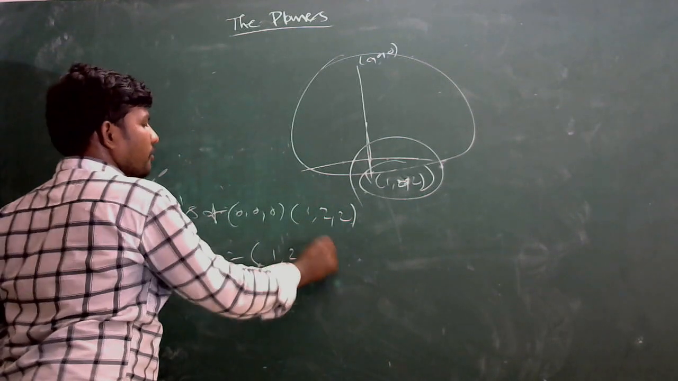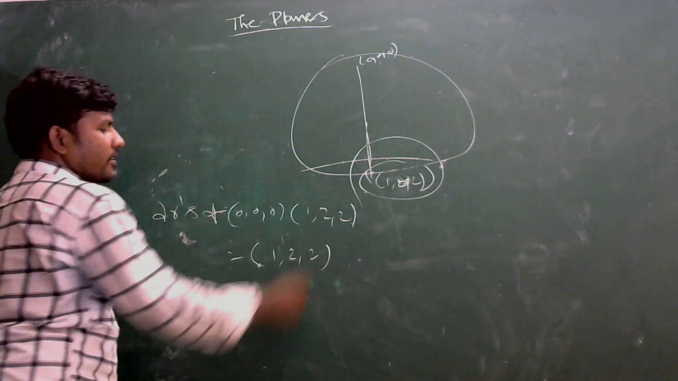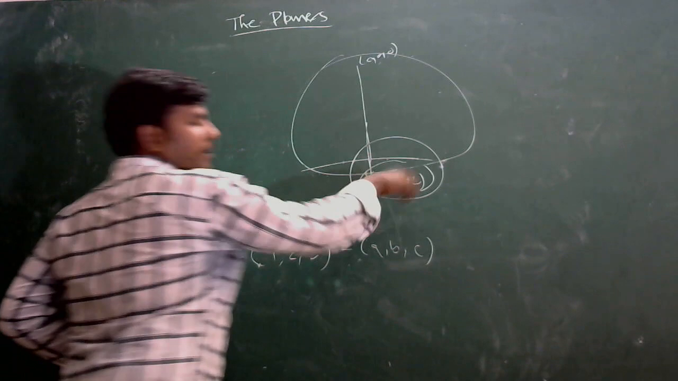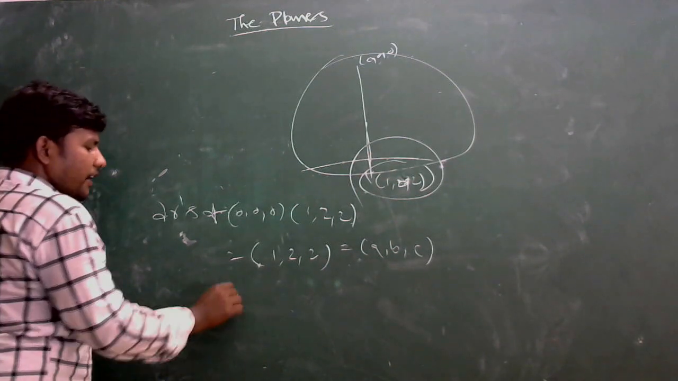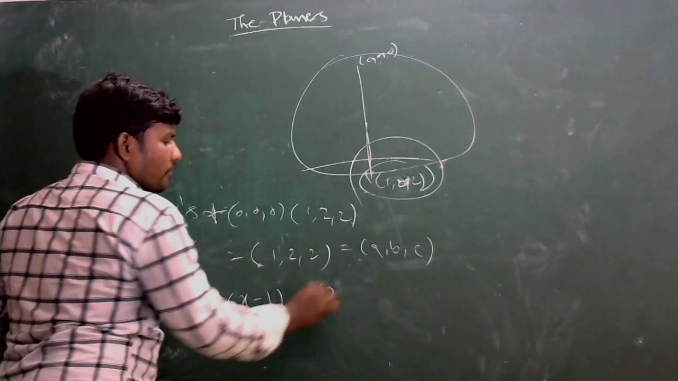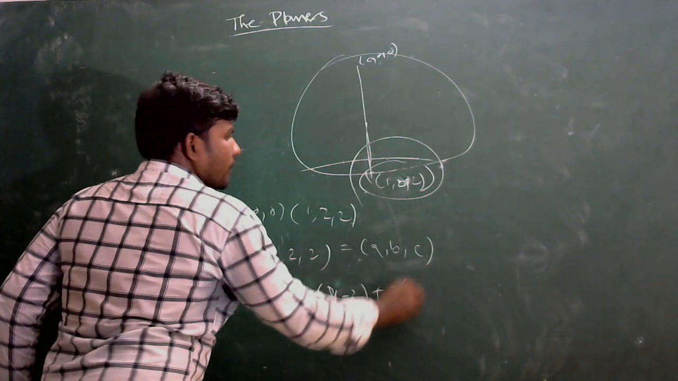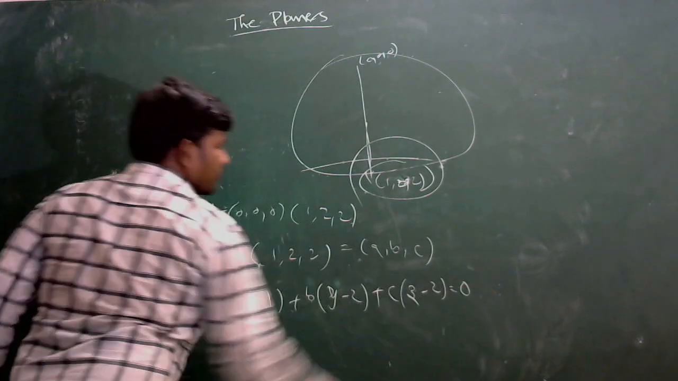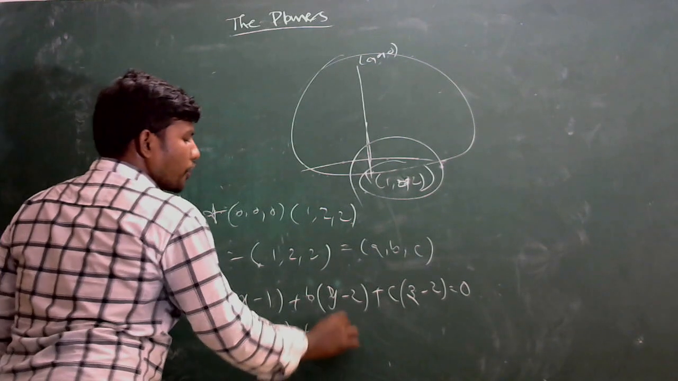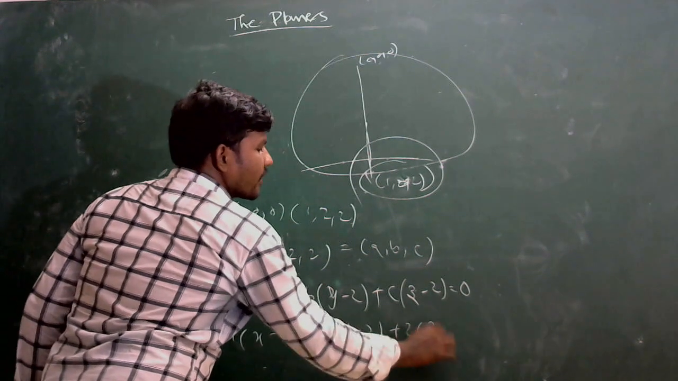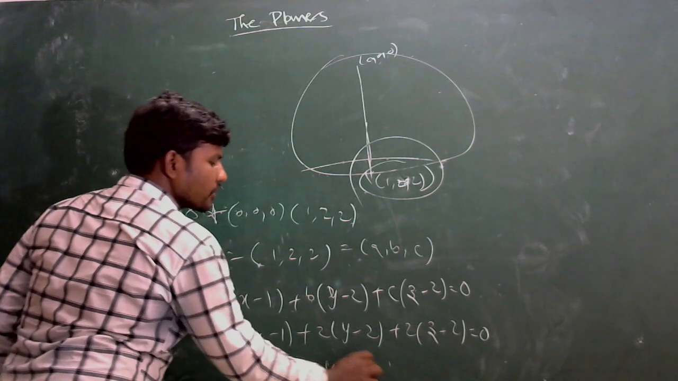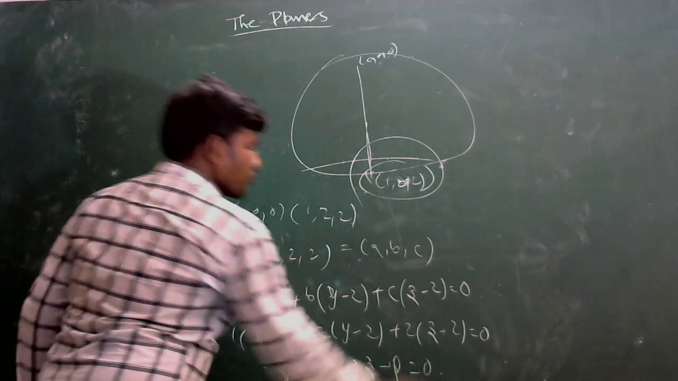That means x2 − x1, y2 − y1, z2 − z1. These are a, b, c. The plane passes through (1, 2, 2). So the required equation is a(x − 1) + b(y − 2) + c(z − 2) = 0. Here a, b, c are 1, 2, 2. 1(x − 1) + 2(y − 2) + 2(z − 2) = 0. So the required equation is x + 2y + 2z − 9 = 0.